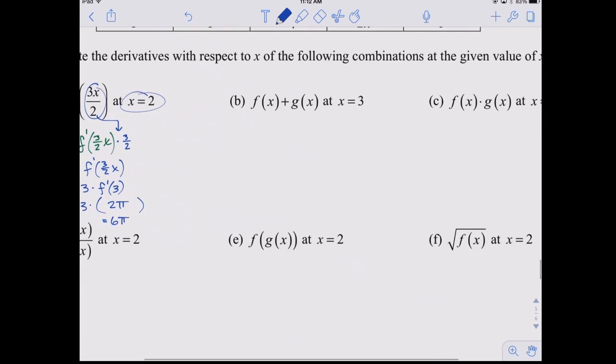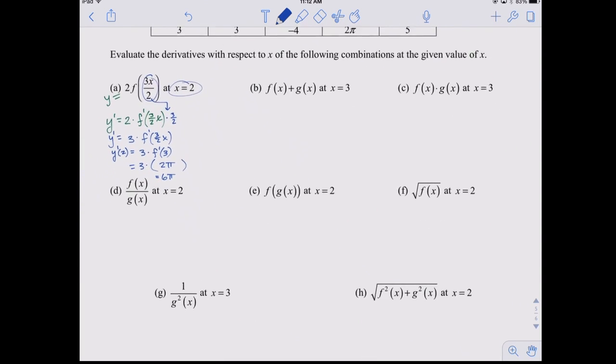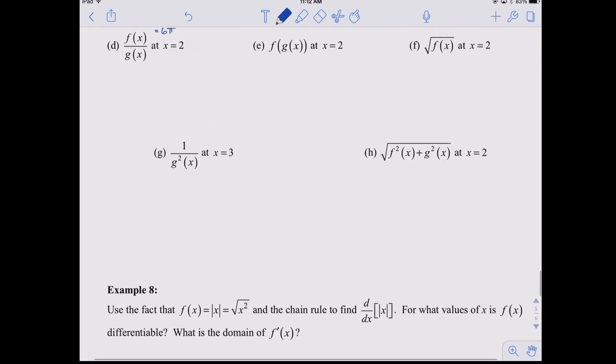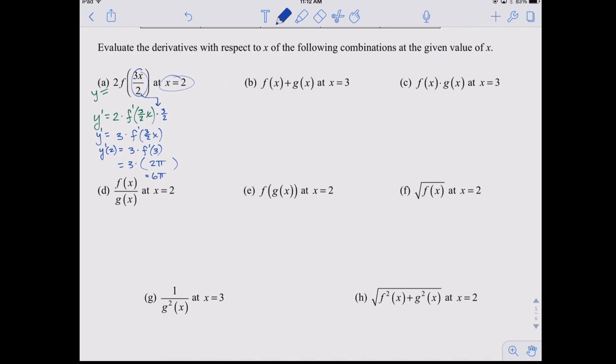All right, go ahead and see if you can rattle off the rest of these, B, C, D, E, F, G, and H, on your own. Yeah, because it's the same idea. I'm going to go ahead and work them along with you quietly in the background so we can maybe compare answers.